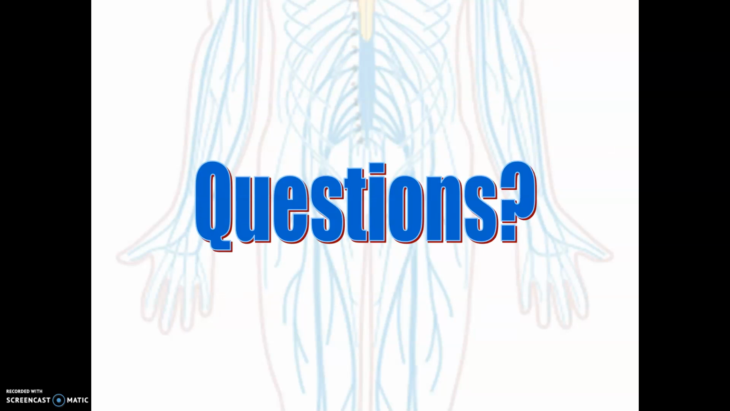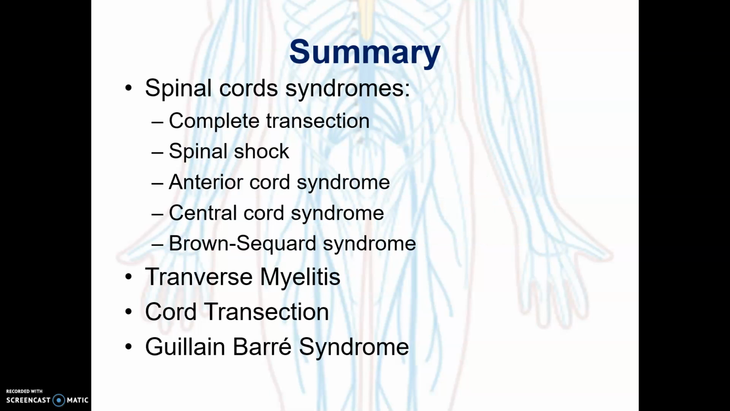So if you have any questions or comments, you can post them on our chat, or you can present your questions in class. In summary, we looked at spinal cord syndromes, transverse myelitis, cord transection, and Guillain-Barré syndrome, all of which can be topics you encounter in your Part 1 exam, and also that you will see in your practice as an emergency physician. Thank you.